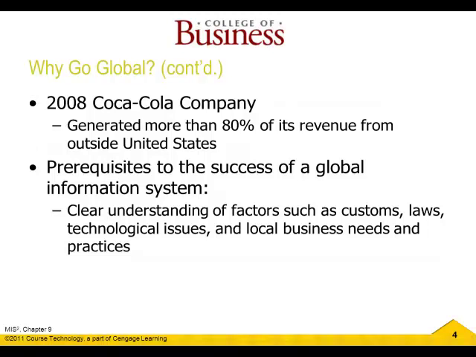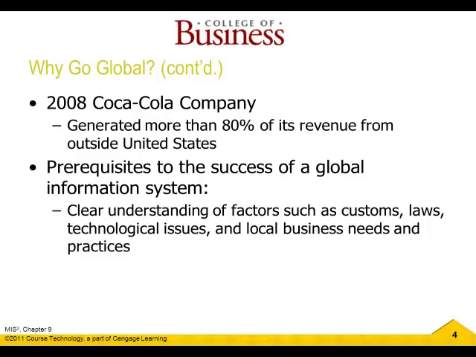In 2008, the Coca-Cola Company estimated that more than 80% of its revenues were coming from outside of the United States. That's huge, 80%. And so Coca-Cola, as you know, is in Georgia, the United States, and it needed to manage its businesses outside of the United States. And so a global information system would allow Coca-Cola to do that.